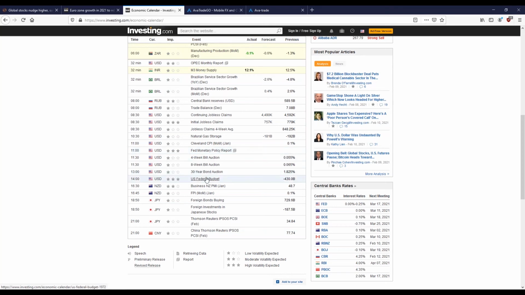And then we've got US federal budget, another 3-star announcement. So big announcements coming out of the US, 1, 2, 3, 3-star announcements.